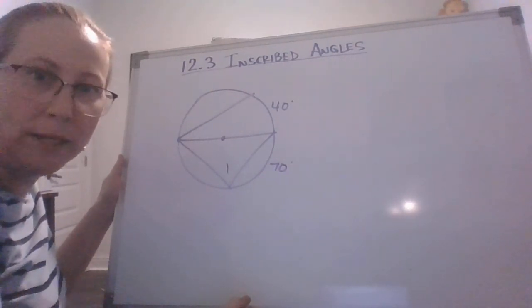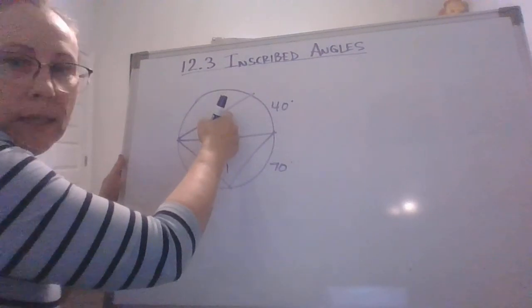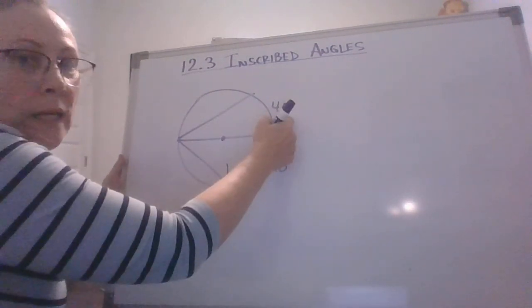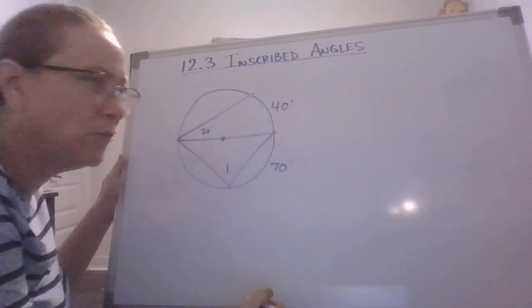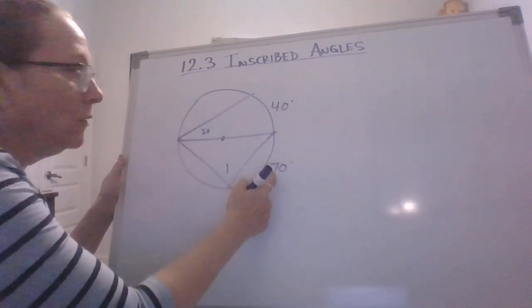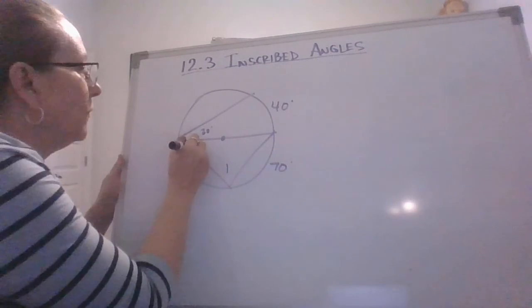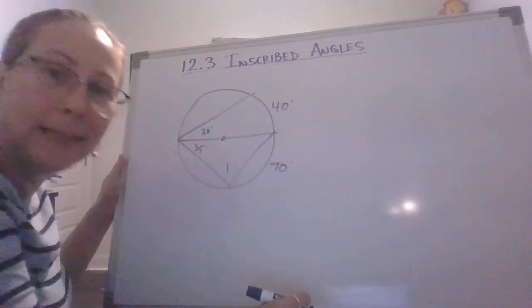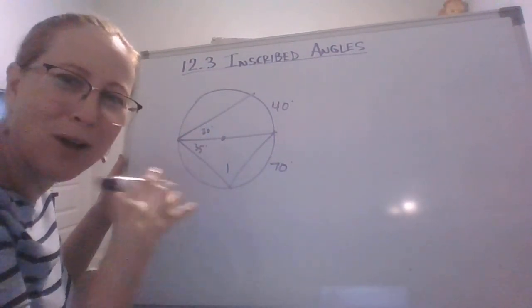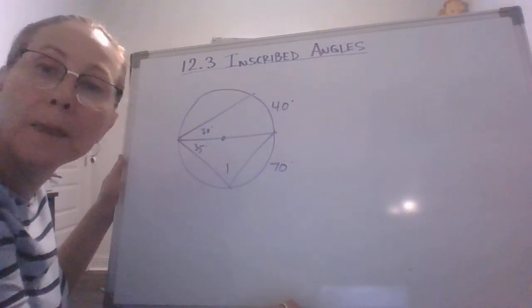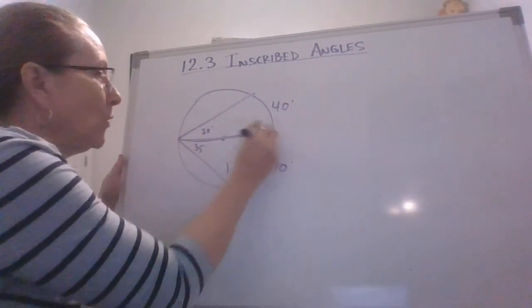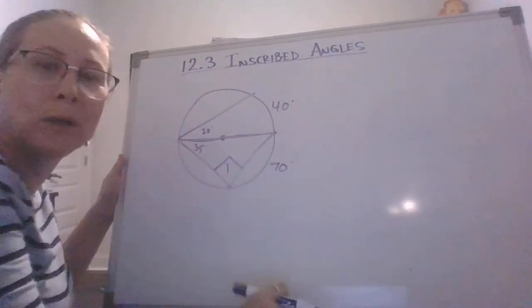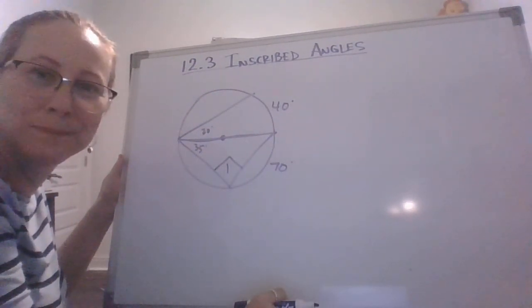Hopefully you were not distracted by the fact that I threw an extra line in here. I threw a 40 in. That 40 would give us a 20-degree angle here, but that wasn't asked for. This 70-degree angle would give us a 35-degree angle here, but that also wasn't asked for. Just thought I'd throw that in for laughs. But what they are asking is what's angle 1? Here's our diameter again. So angle 1 would be 90.